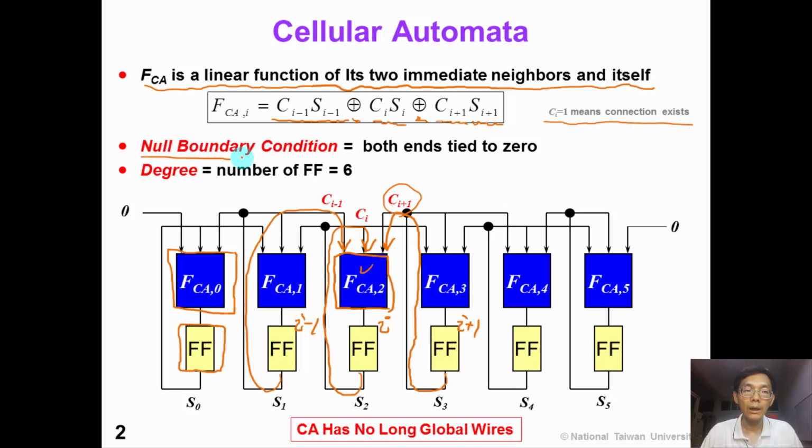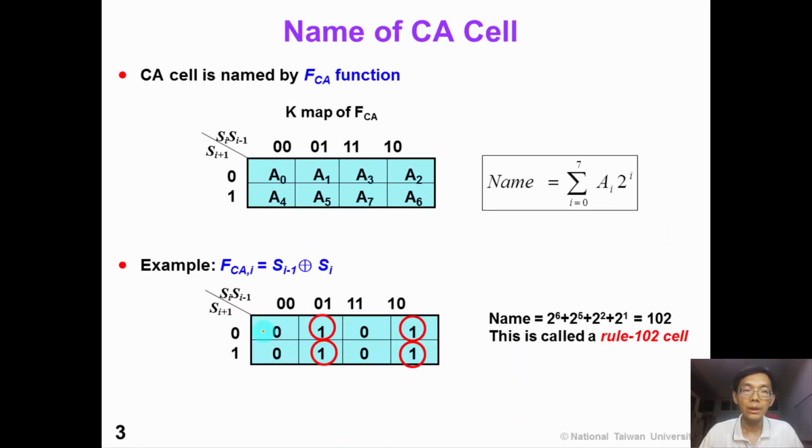This cellular automata is called null boundary condition because both of its right and left ends are tied to 0. The degree of this cellular automata is equal to the number of flip-flops, which is 6. Please note that the cellular automata does not have long global wires. All the wires are local connections. This makes the place and routing of cellular automata easier than LFSR. The name of a cellular automata cell is given by its FCA function.